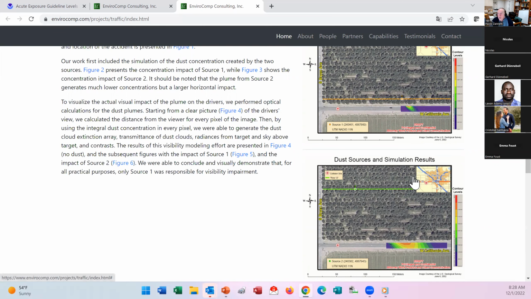Okay, so the goal here for my client, he didn't really believe that the concentration was the answer that he needed. He needed a visual impact from the driver perspective. He wanted to see what the driver saw.